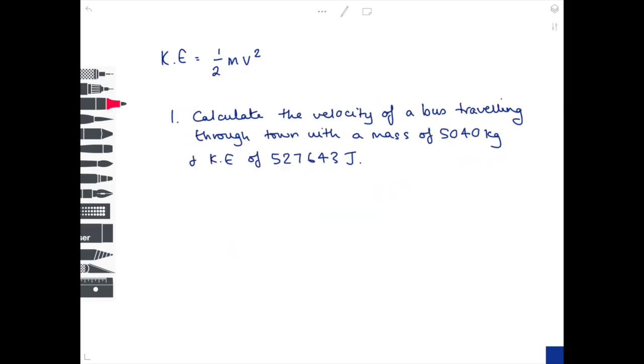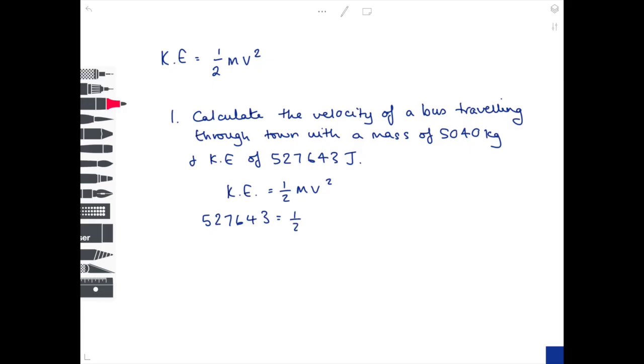Calculate the velocity of a bus travelling through town with a mass of 5,040 kilograms and kinetic energy of 527,643 joules. So writing out the equation, KE equals half mv squared. We know the KE this time, so I'm just going to pop that in here. I find it easier to answer these questions if I rearrange later.